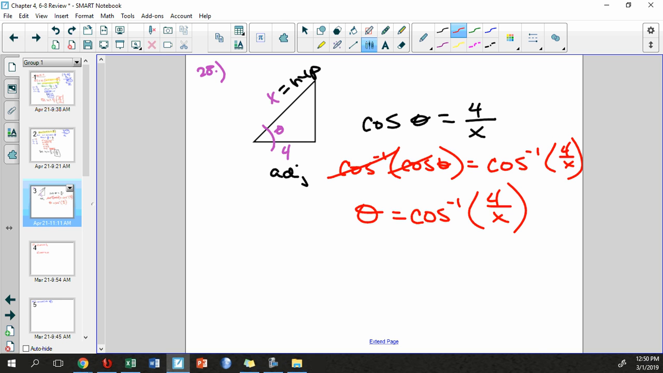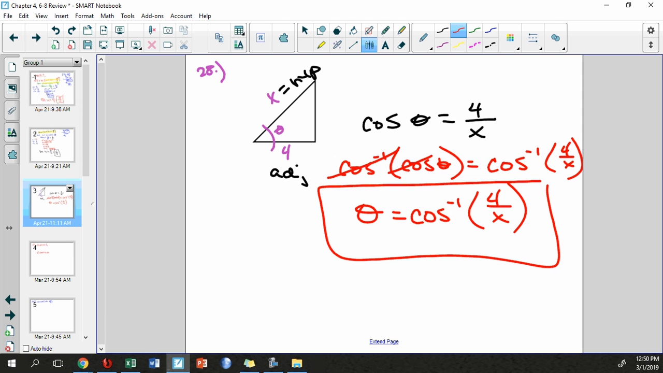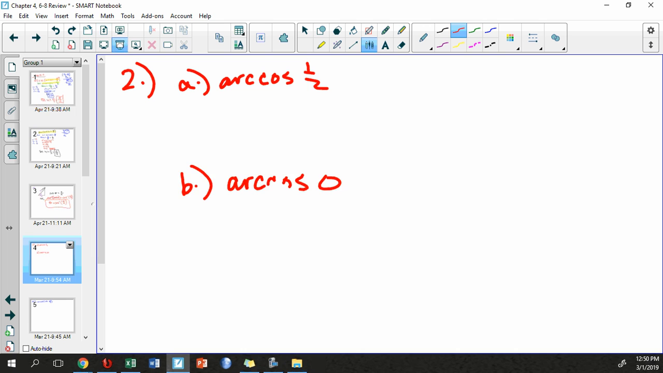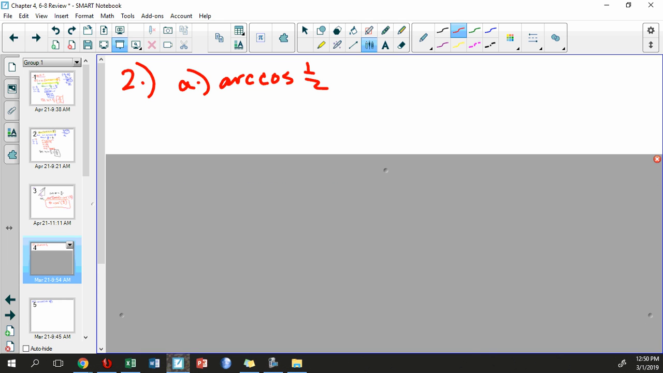Can you do it? Next. How do I do this? The arc cosine of 1/2. When you're doing the arc cosine of 1/2, what does that actually mean in your head?